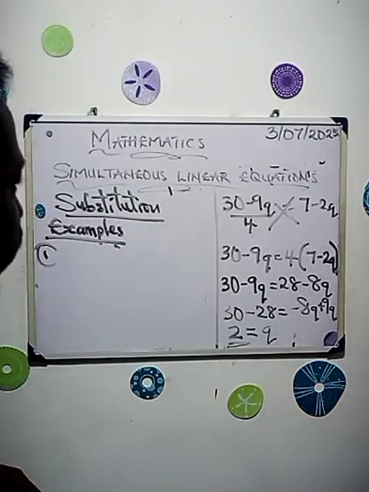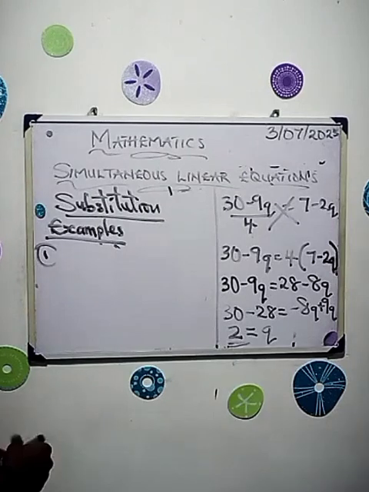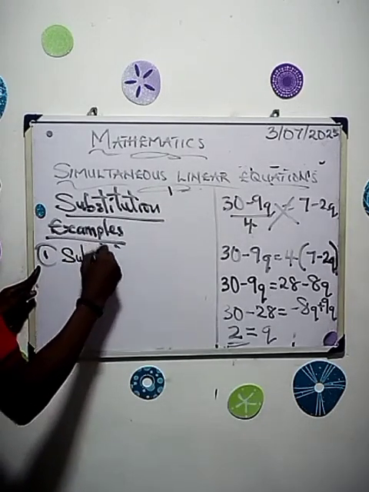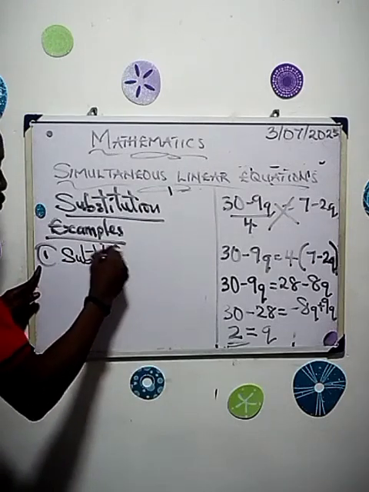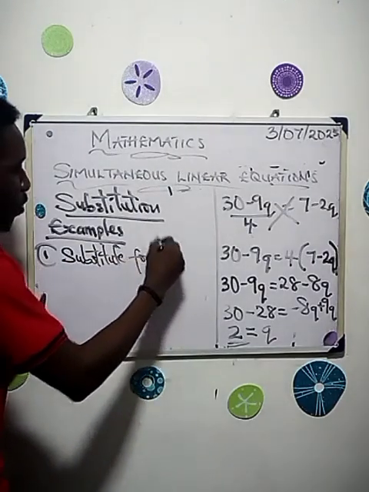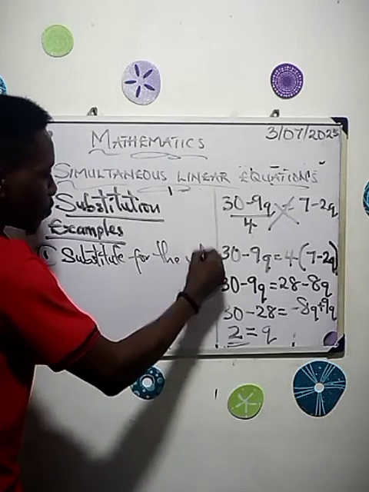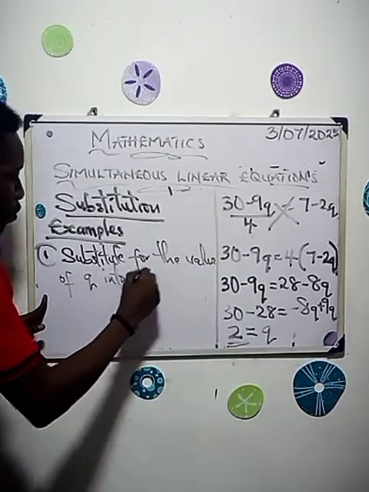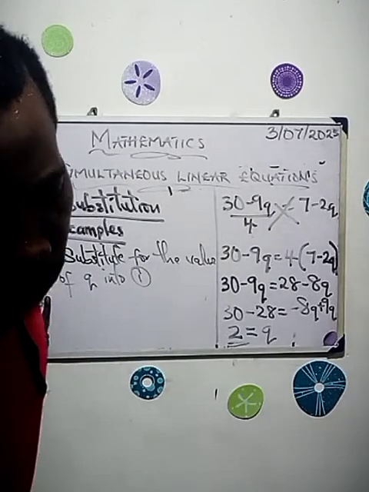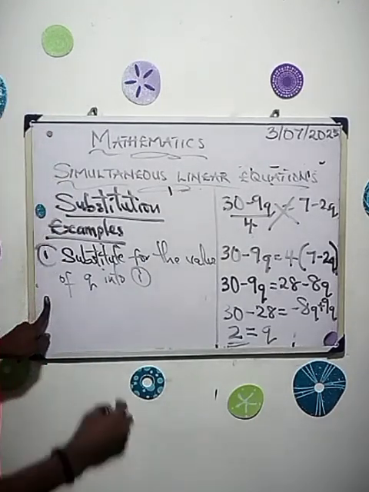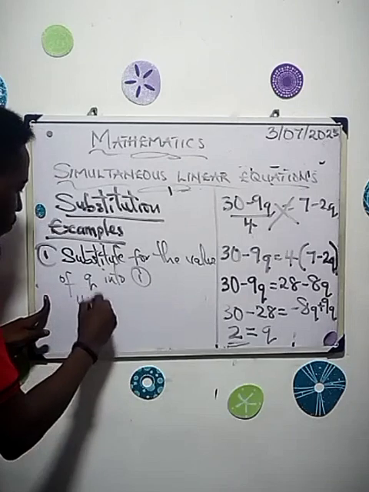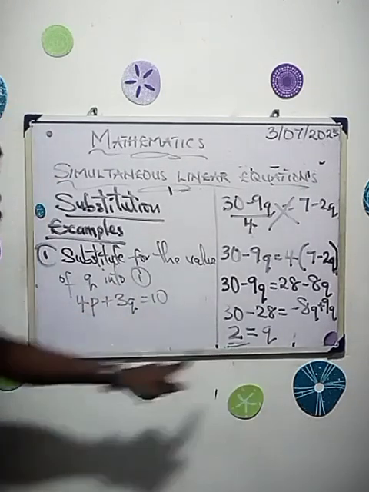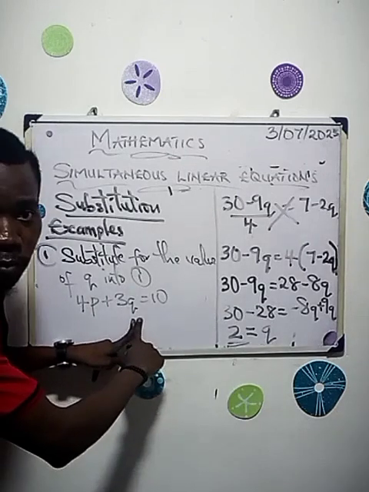So now let's move on to get the value of p. Substituting now, substitute the value of q into equation 1. And equation 1 says 4p plus 3q equals 10. So now what's our q? 2. So where you have q, put in 2.